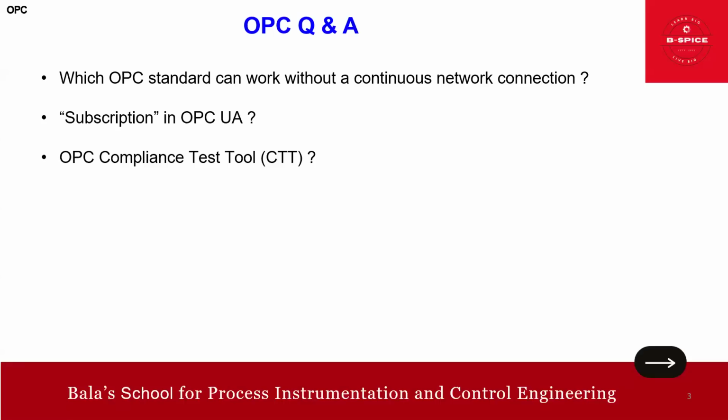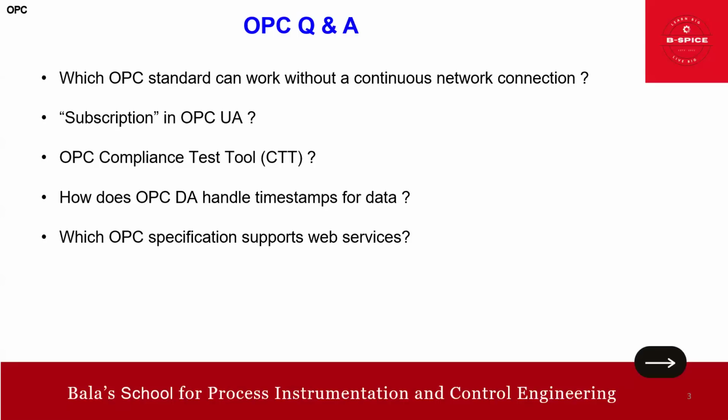Another question: how does OPC DA handle timestamps for the data? OPC DA uses the timestamp from the data source only. This ensures that the time associated with the data is the actual time at which the data values were recorded. Which OPC specification supports web services? Of course, OPC UA. It supports web services, which allow for communication and data exchange over a network, making OPC UA flexible and adaptable to various networking situations.